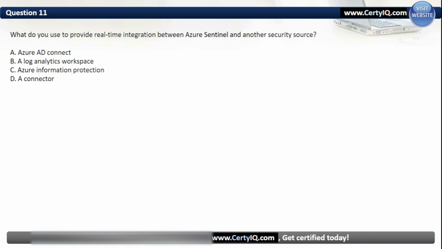Question 11. What do you use to provide real-time integration between Azure Sentinel and another security source? Our options are A. Azure AD Connect, B. A log analytics workspace, C. Azure Information Protection, or D. A connector. The correct option is D. A connector.